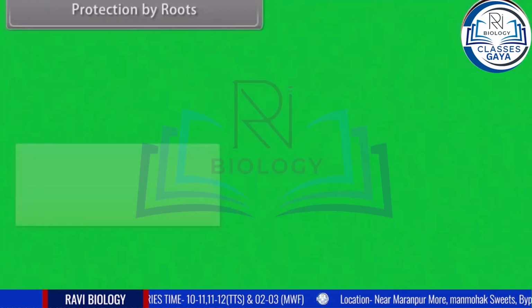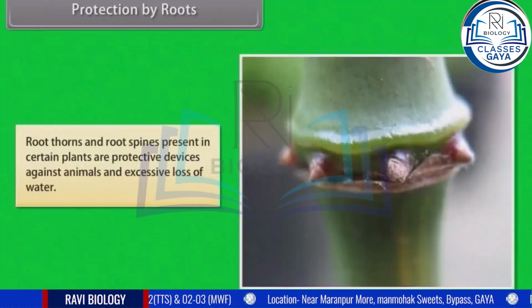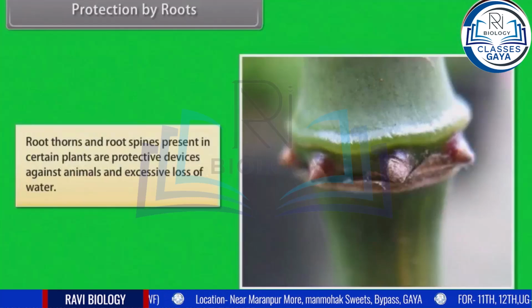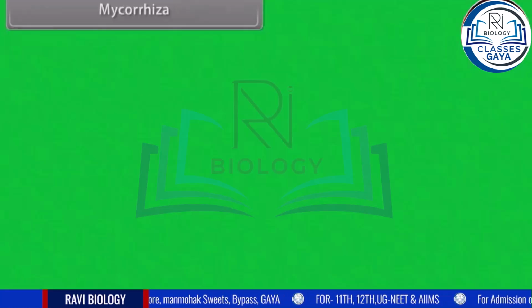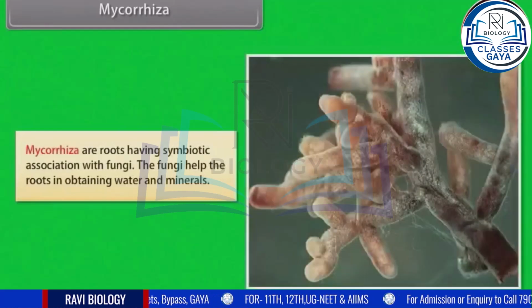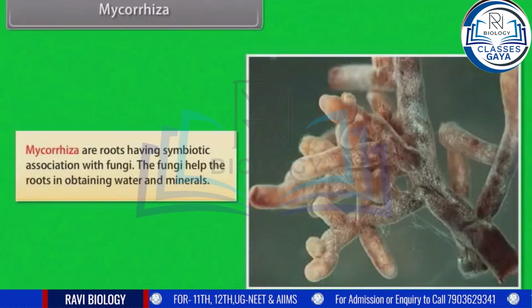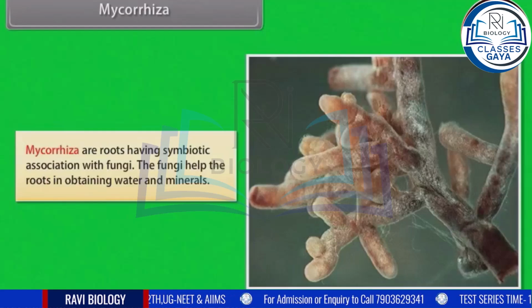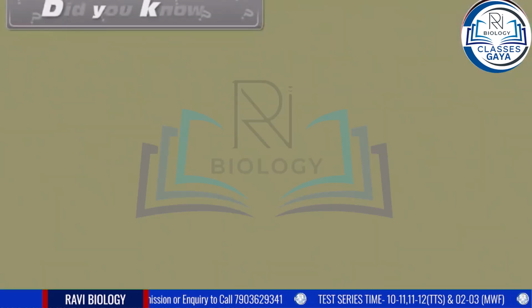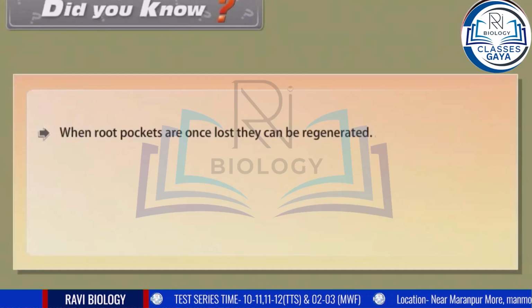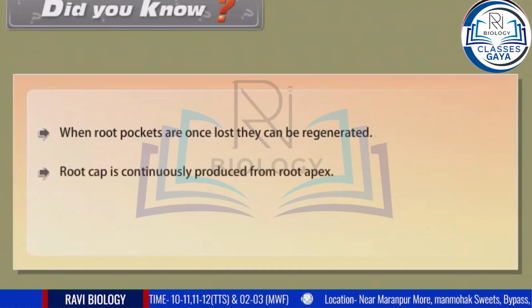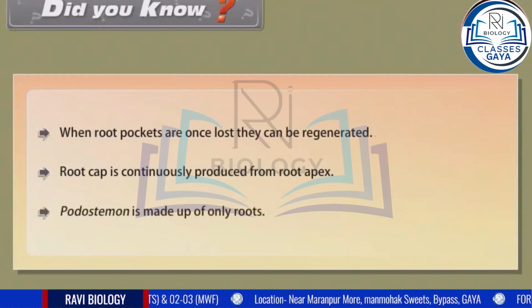Protection by roots: root thorns and root spines present in certain plants are protective devices against animals and excessive loss of water. Mycorrhiza: mycorrhiza are roots having symbiotic association with fungi. The fungi help the roots in obtaining water and minerals. Did you know? When root pockets are once lost, they can be regenerated. Root cap is continuously produced from root apex. Podostemon is made up of only roots.